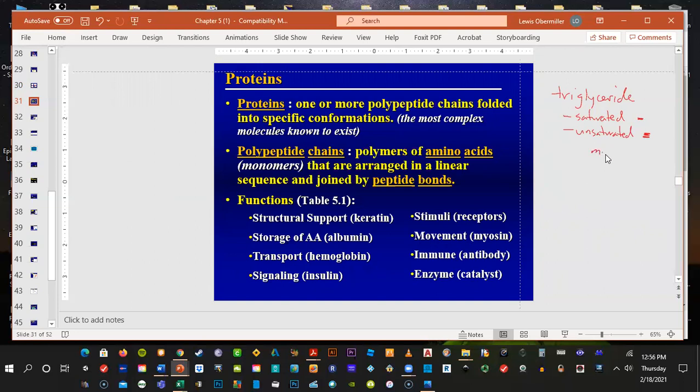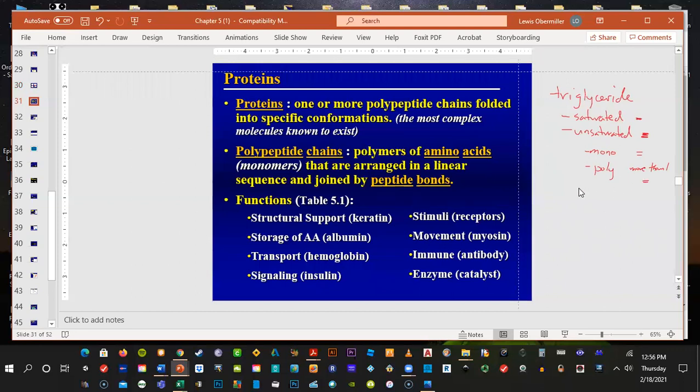And then we can have monounsaturated. And what does that mean? It's one linkage. It has one double bond, right? And then we have poly, and that has more than one double bond. All right. And then we did the phospholipids.